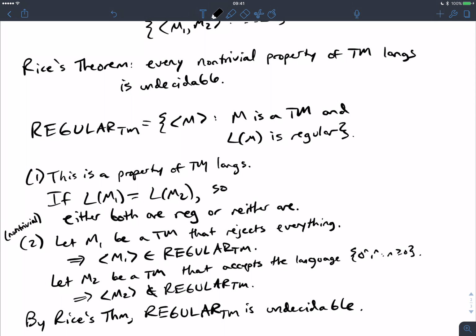Or regular TM is the non-trivial property. Right? We prove that it is a non-trivial property. So you're taking regular, right? And you're saying here's one language that is in it, and here's one language that is not in it. No, one machine that's in it, yes. Okay, sorry. Here's one machine in it, and one machine not in it, and therefore it's undecidable. And it's a property of Turing machine languages, yes. That the languages are the same. Yeah, for any two arbitrary machines, yes.